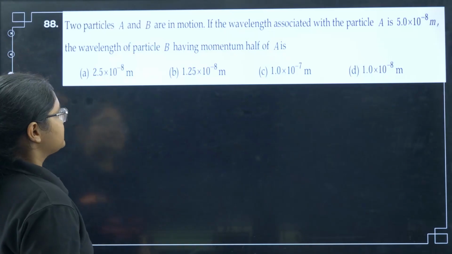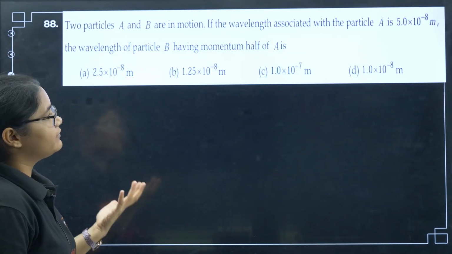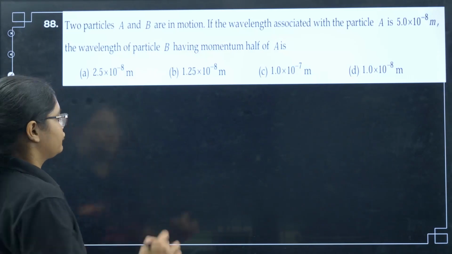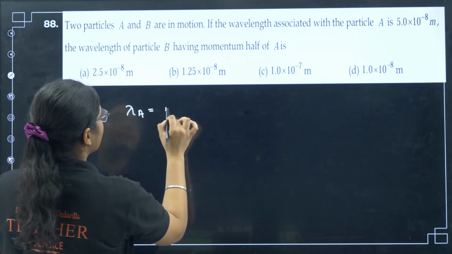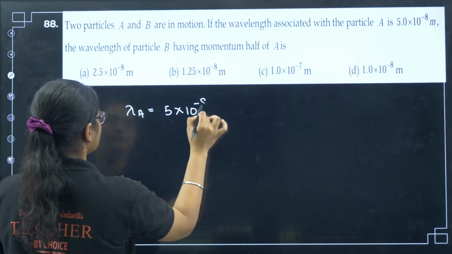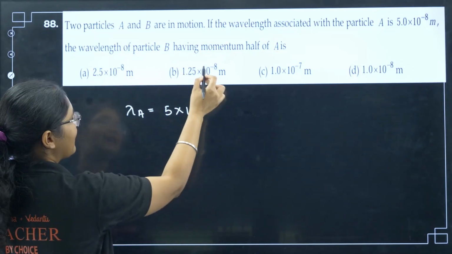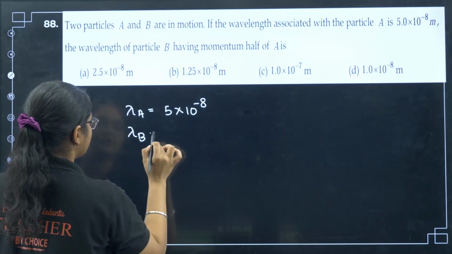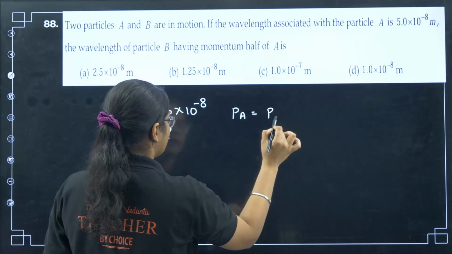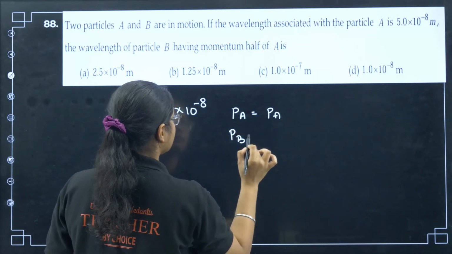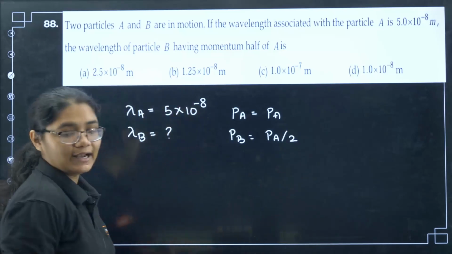Next, two particles A and B are in motion. The wavelength associated with particle A is lambda A, given as 5 into 10 to the power of minus 8. And I have to find the wavelength of particle B, whose momentum is half of A. Let the momentum of A be PA, and the momentum of B is half of that.